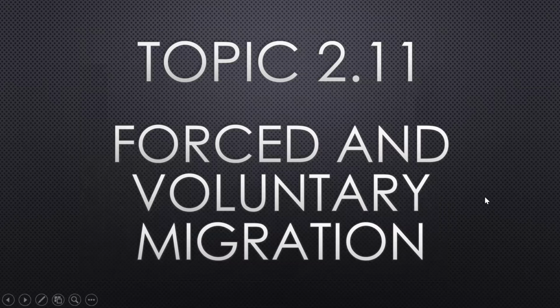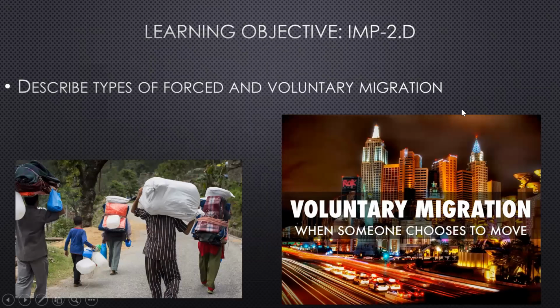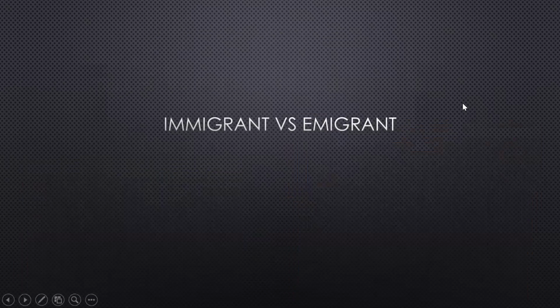Awesome. So we talked about causes of migration, and intervening obstacles and opportunities that happen along the way. But now we're going to look at forced and voluntary migration. So topic 2.11. We're just going to describe the different types. Forced, you got no choice. You got to move out. Voluntary, it's your choice to move. It's in the name itself.